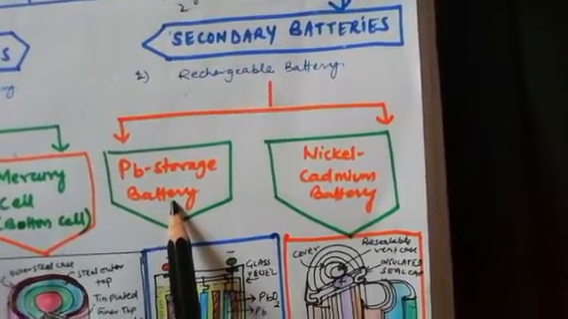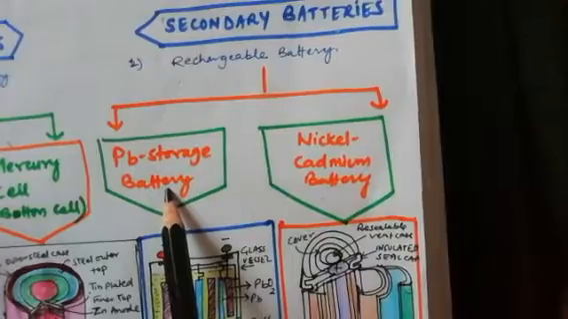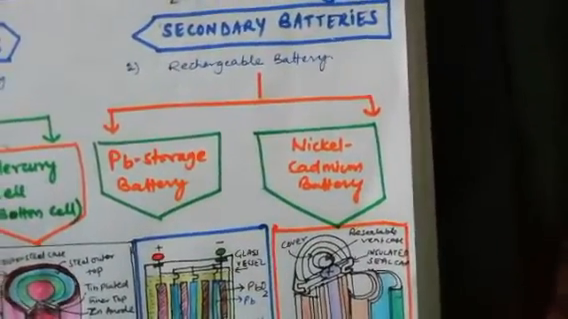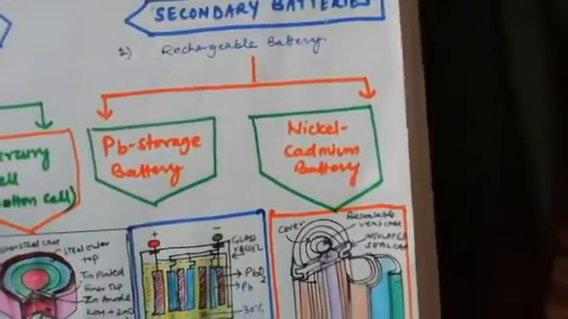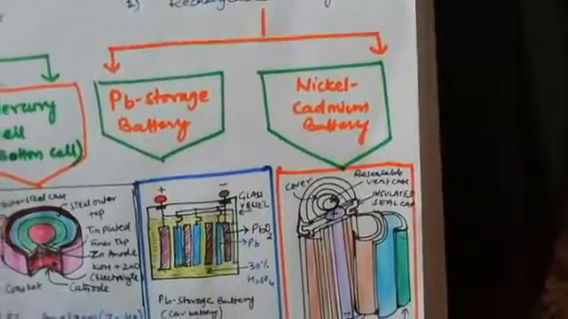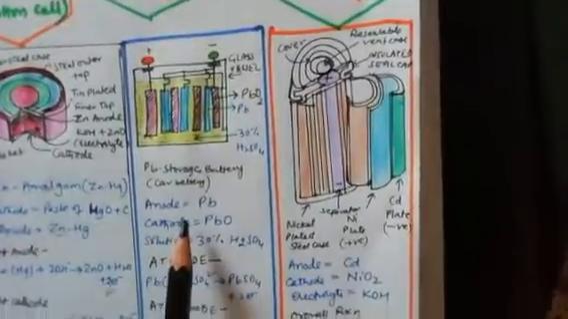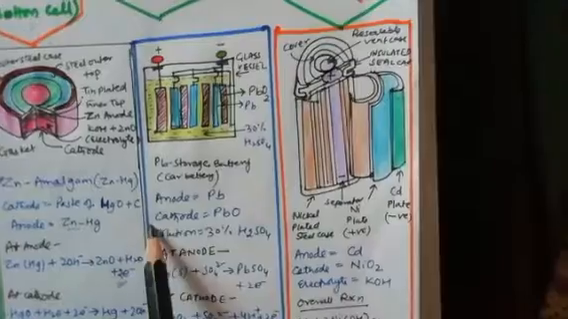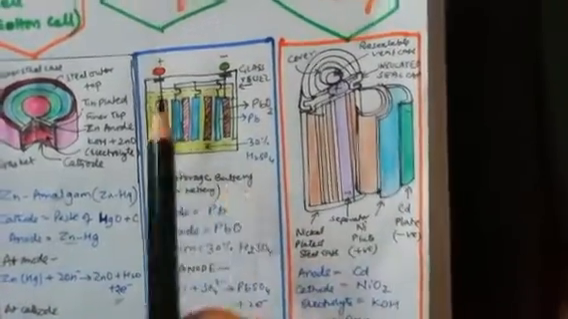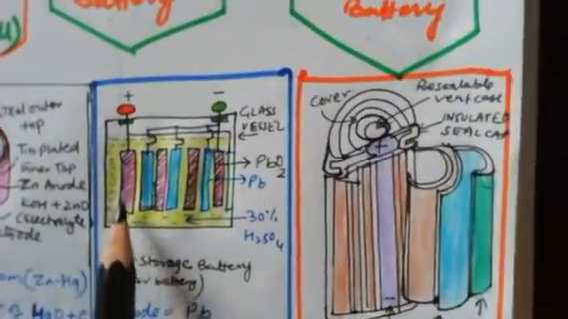It consists of a lead anode and a grid of lead packed with lead dioxide as the cathode. A 38% sulfuric acid solution acts as the electrolyte. So when we study this battery, the lead storage battery, what is it? It is a series of cathodes and anodes.